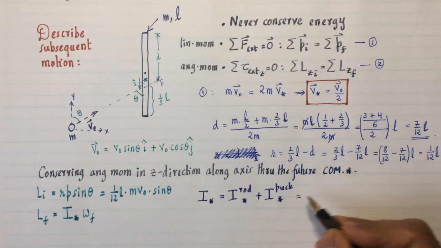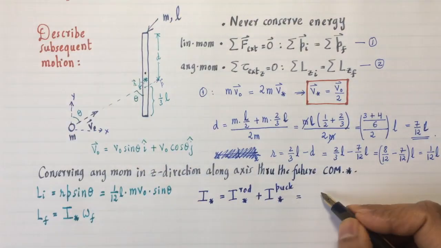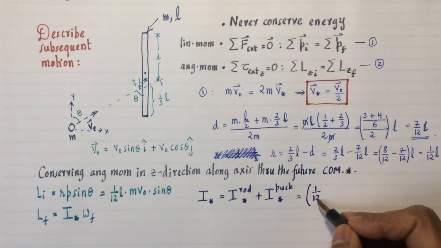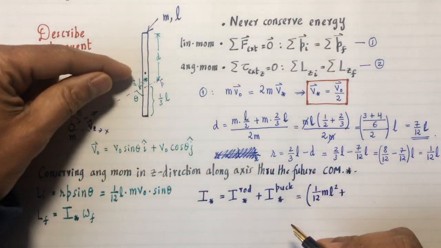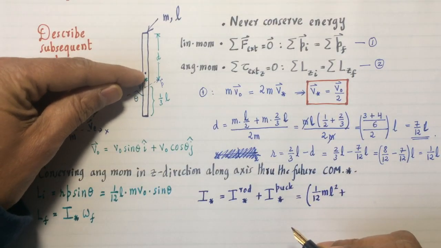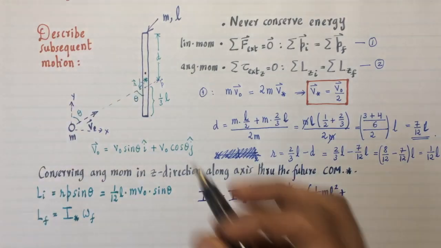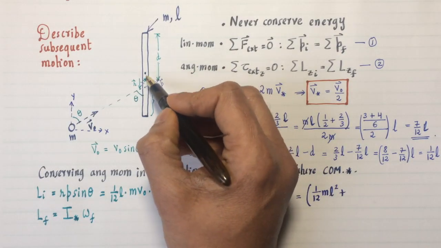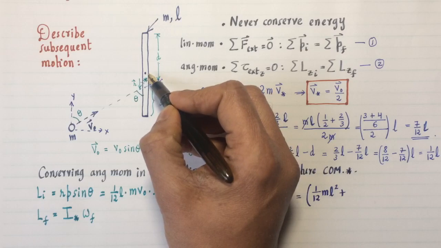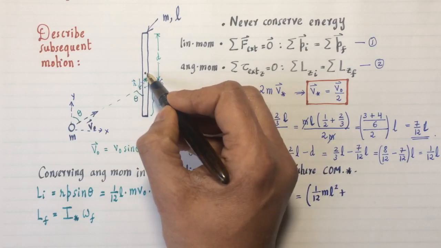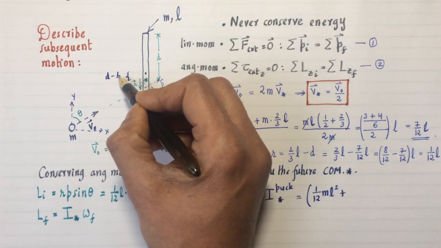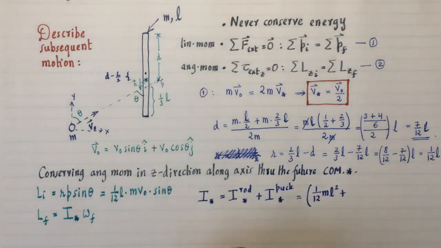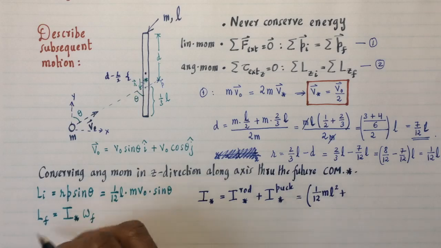The moment of inertia of a rod about its center of mass is a well-known result. It's 1/12 m l squared, but it's parallel axis shifted by this distance. That distance is d minus L over 2. So this distance here is d minus L over 2. And so let's quickly figure out that distance.